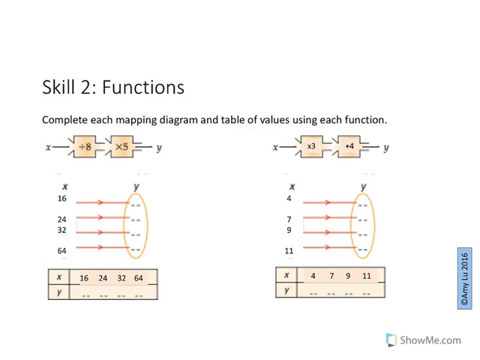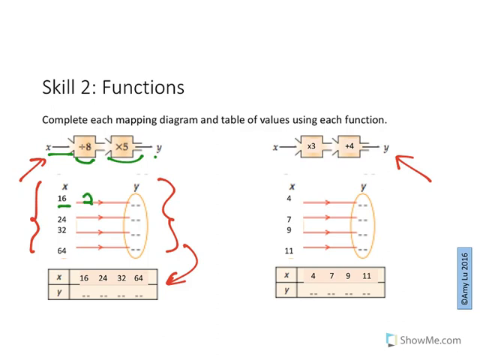Now in skill 2, you're given the function. You're given the rule. And what you have to do now is complete your mapping. And once you complete your mapping, fill in the table. So let me start you off. X divided by 8 times 5 to make y. 16 divided by 8 makes 2. 2 times 5 will make 10. 24 divided by 8 makes 3. 3 times 5 makes 15. Now, can you continue? Pause.